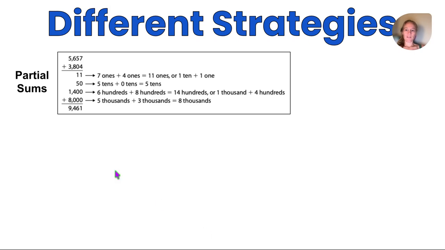The first one is called partial sums. So it's really just adding up the values. You would start with the ones. You have 7 and 4 ones, which make 11, which is just a 10 and a 1. And then you would do the same for the tens place, the hundreds place, and the thousands place. So once you put all the values together, then you would add to find the total number.